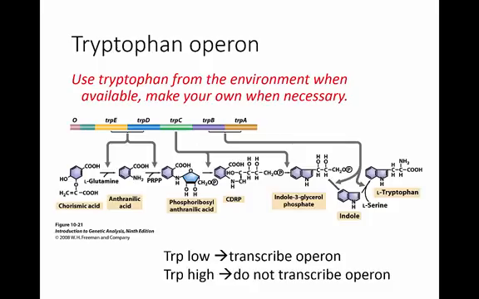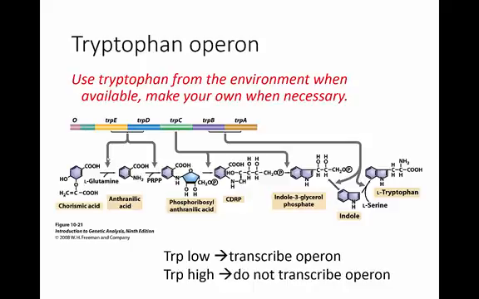So the tryptophan operon is the example we're going to use as we look at attenuation. Tryptophan is an amino acid that can be made by bacterial cells. In order to make that amino acid, 5 genes are needed: the trpE, D, C, B, and A genes. This shows the synthesis of that amino acid, and each of these steps is catalyzed by enzymes encoded in the trp operon.